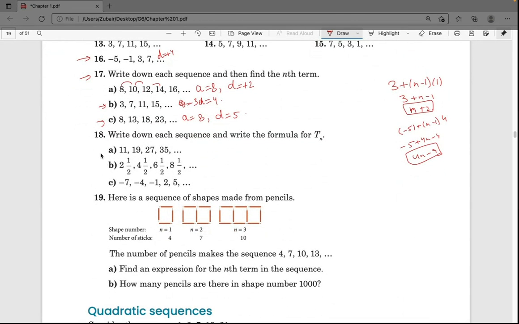Try it for 18B. Three, four. It's increasing by 2, so the whole number is increasing by 2. The numbers are increasing by 2. So D is equal to +2 and the value of A is equal to 2 1/2 or 2.5.